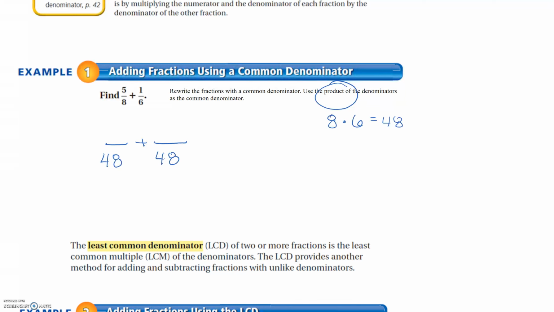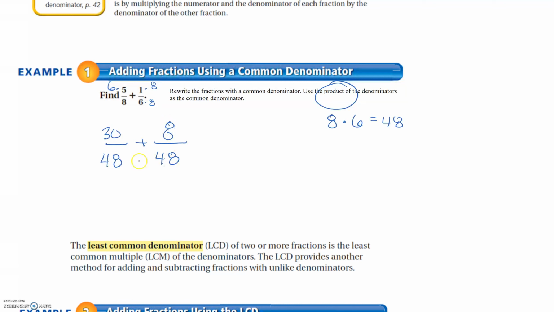Okay. So I also have to change my numerators. If I'm finding a common denominator, I need to change my numerators as well. If I have 48 here, and 8 was my denominator, I had to multiply that by 6 to get 48. So I also have to multiply 6 by my 5 to get my numerator. Same thing over here. I had to multiply by 8 to get my 48, so I have to take 1 times 8 to get my numerator. So there's an 8 there.